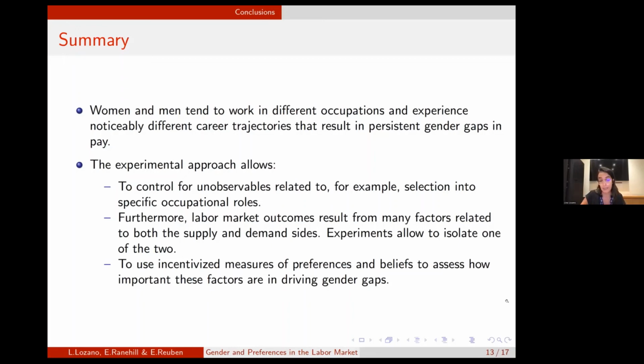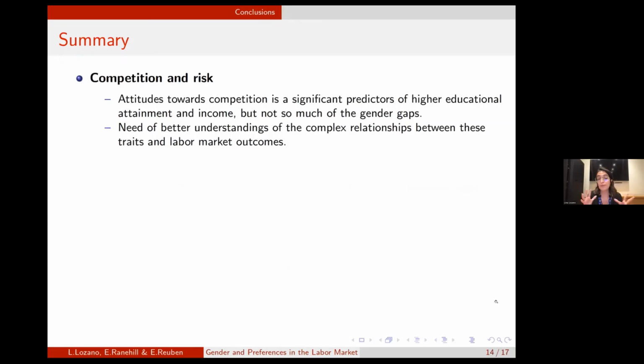So from competition and risk, I don't know, Maria Claire will tell me how much time, if I have time to read this, or I will just leave you with the last. I think we can perhaps stop very soon because we have 1 minute to conclude.